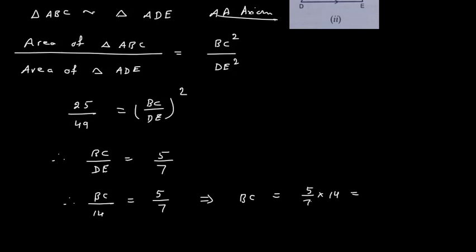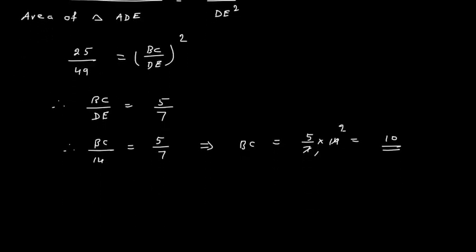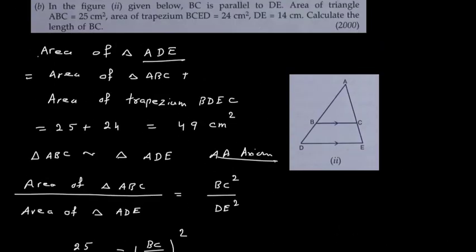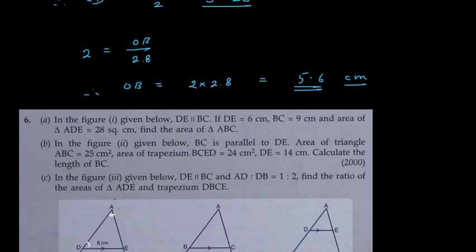7 2s are 14, and 5 2s are 10. So the value of BC is 10 centimeters. Okay, so we get the value of BC. This is question 6B.